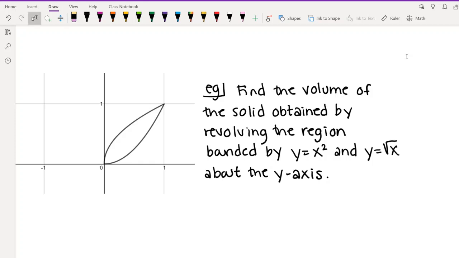So maybe actually let me rewind for a second. Why is it that we can use either method for this one? Well, let me go in and label these a little bit. So this bottom curve here, right, this is actually y is equal to x squared. And the top one is y is equal to square root of x. So why can we use either method?